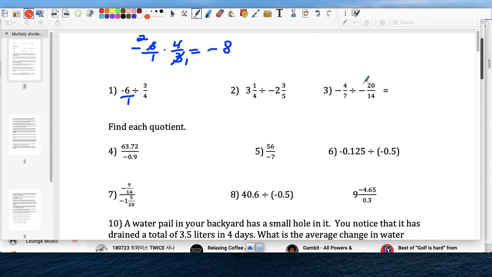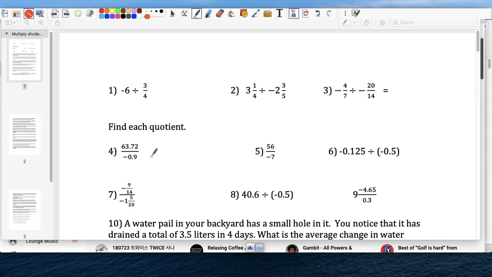Same thing here. It's a negative, and this one's a positive answer. So again, let's change it. Again, we can simplify quite a few numbers here. 7 divided by 7 is 1. 14 is 2. 4 divided by 4 is 1, and 20 divided by 4 is 5. So negative and negative is positive, 2/5. This one is just 56 divided by 7, or negative 7, sorry. And this just gives us negative 8.